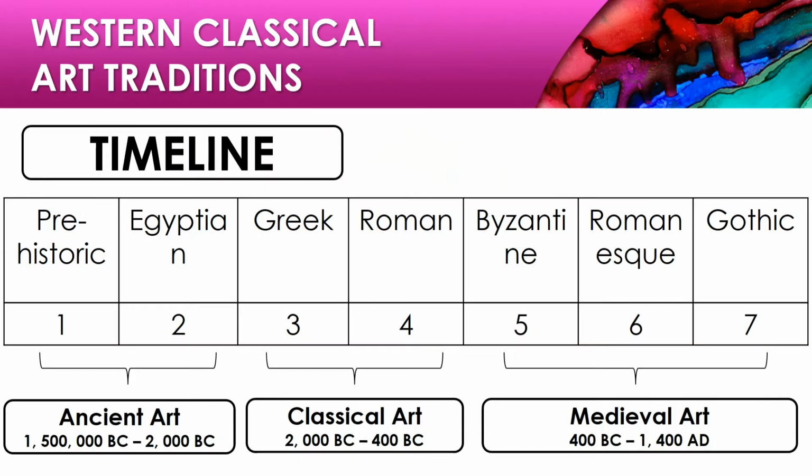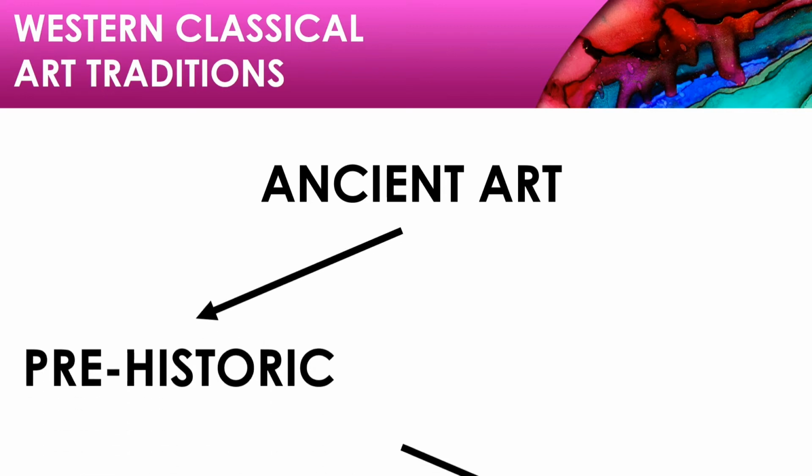Let's go now to the timeline of arts. Under ancient art, we have the prehistoric and Egyptian periods. In classical art, we have the Greek and Roman periods. And in medieval art, we have Byzantine, Romanesque, and Gothic. We should know that even before humans learned to read and write, they were already artists based from the discoveries around the world. Let's start with ancient art first. Under this, we have prehistoric and ancient Egyptian period.